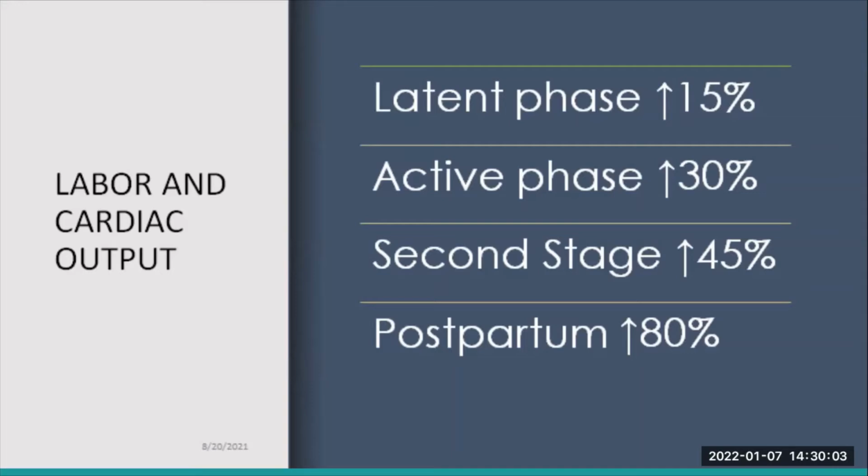Postpartum, after the delivery of the fetus, the cardiac output increases again by 80%. This is because at this point everything is almost returning back. The vasoconstriction that we were seeing with all the contractions is no longer there, so there is increased blood flow to the uterus without any restriction, and the cardiac output at that point is about 80%.